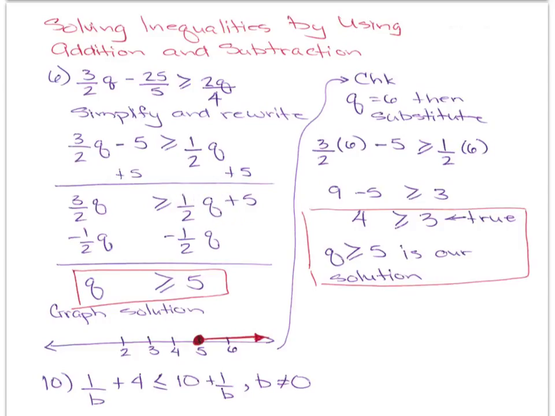We need to move that 1/2 q to the left hand side, so we subtract 1/2 q on both sides. 3 over 2q minus 1/2 q gives you 1q, or you can just write q, and then that cancels out, you're just left with 5. So our solution is q is greater than or equal to 5.